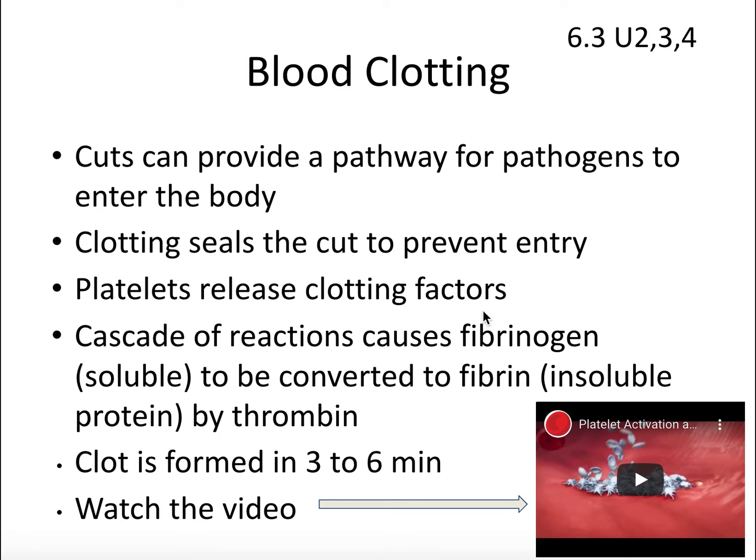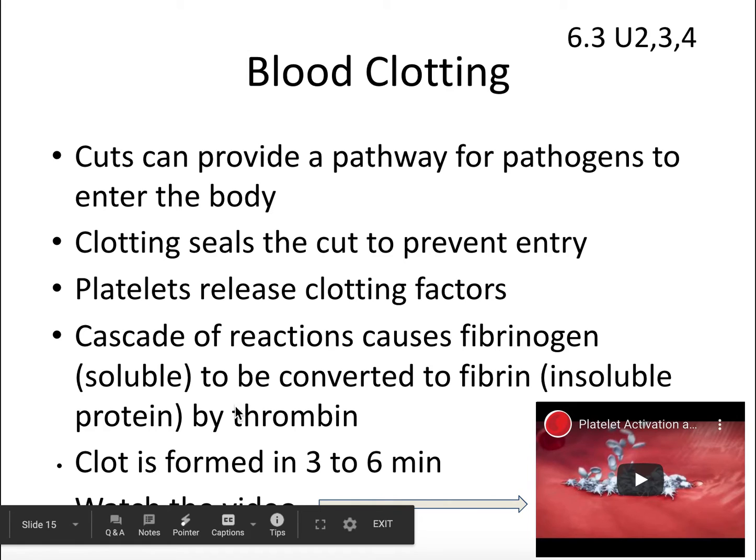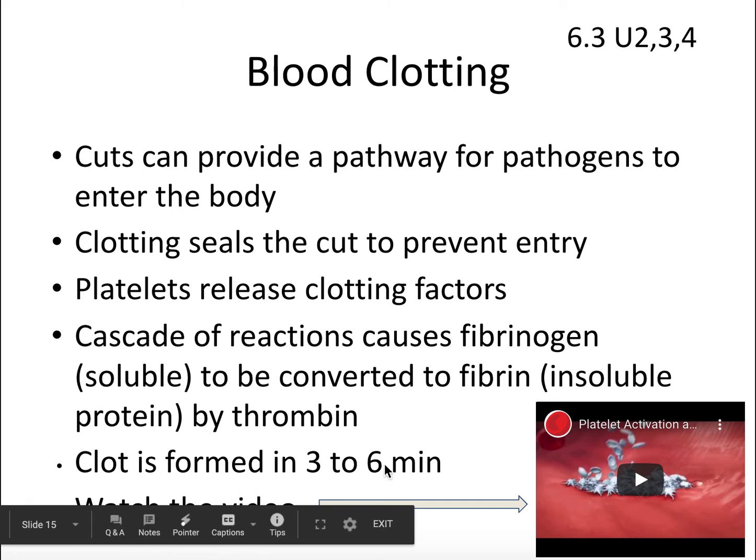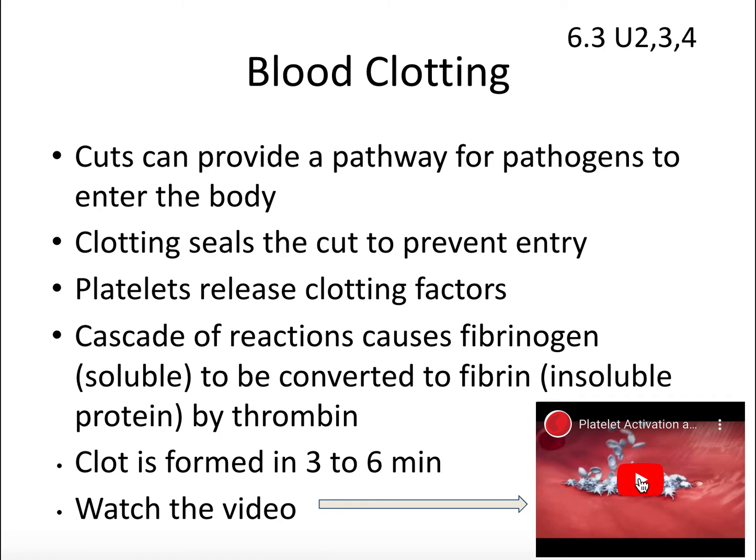Platelets release clotting factors, which are then going to close that hole. This is called a cascade reaction, where fibrinogen, which is soluble in the blood, is going to be converted to fibrin, which is insoluble, so it becomes like a solid barrier, by an enzyme called thrombin, which is going to trigger this reaction to happen. The clot is formed in 3 to 6 minutes, and I want you to watch this video in order to understand what's happening.